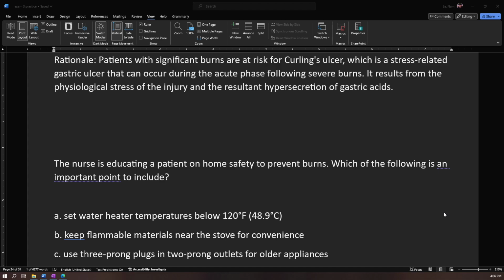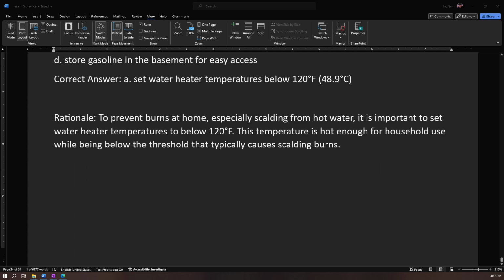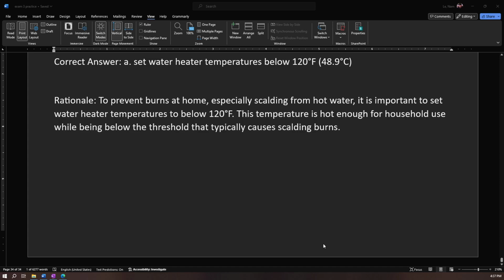The nurse is educating a patient on home safety to prevent burns. Which of the following is an important point to include? A. Set water heater temperatures below 120 degrees Fahrenheit, 48.9 degrees Celsius. B. Keep flammable materials near the stove for convenience. C. Use 3-prong plugs and 2-prong outlets for older appliances. D. Store gasoline in the basement for easy access. Correct answer. A. Set water heater temperatures below 120 degrees Fahrenheit, 48.9 degrees Celsius.